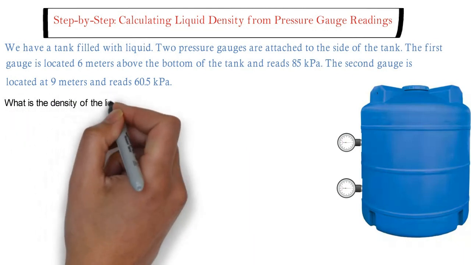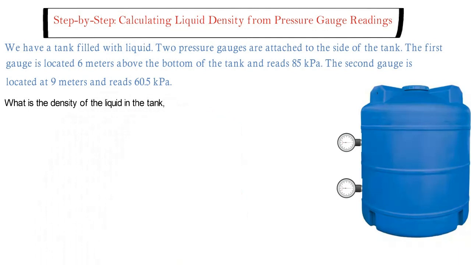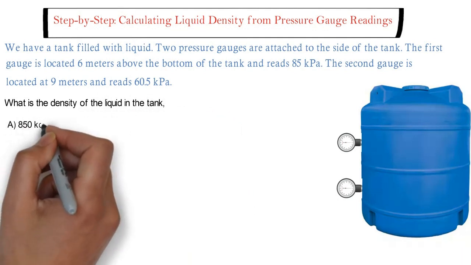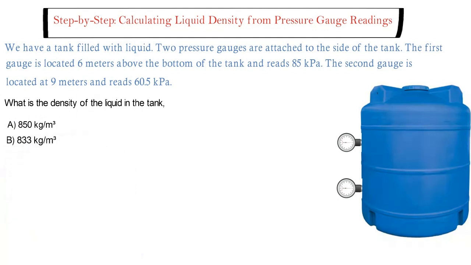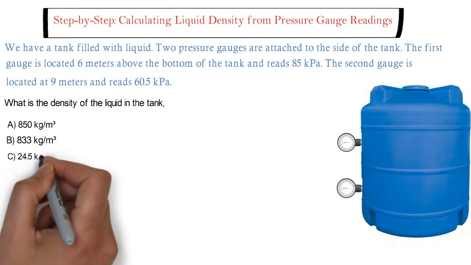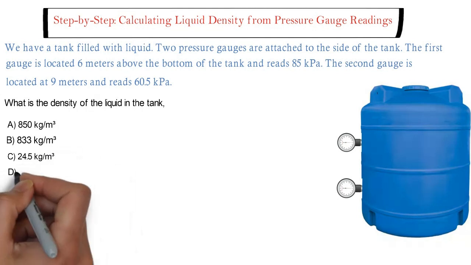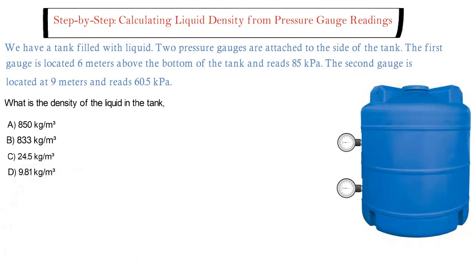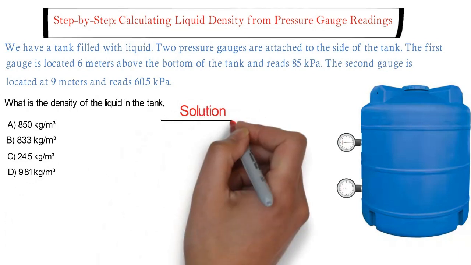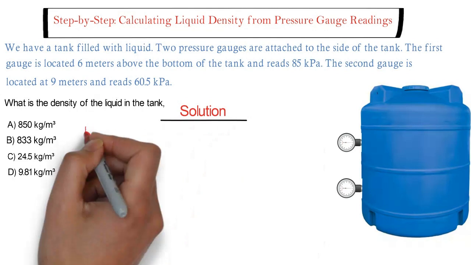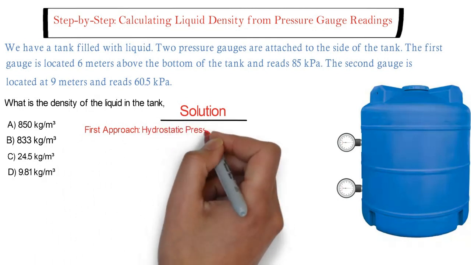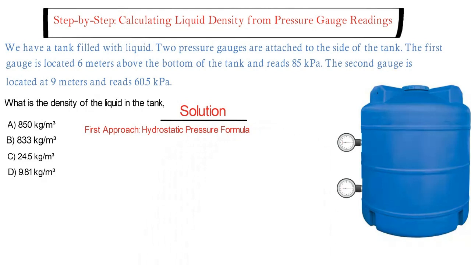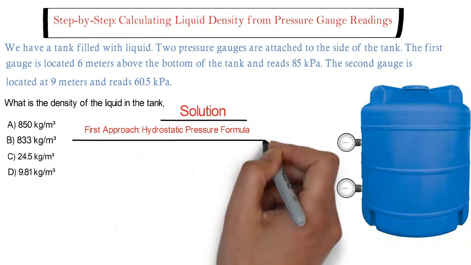In this problem, we can solve it with two approaches. The first approach is the hydrostatic pressure formula, and let's start with this approach because it's the simpler one. The hydrostatic formula is pressure equals rho g h. And because we are talking about 2 points, the only data we can use in the pressure formula is the difference between 2 points.